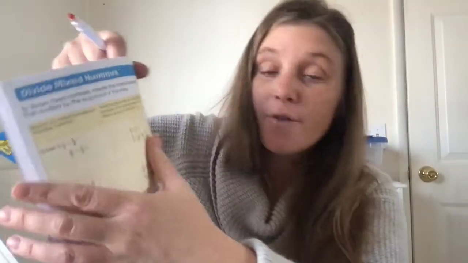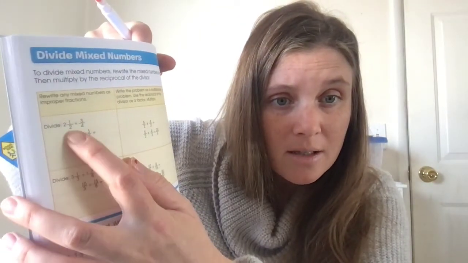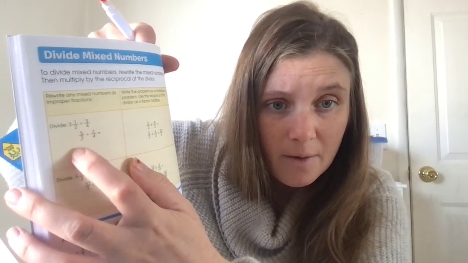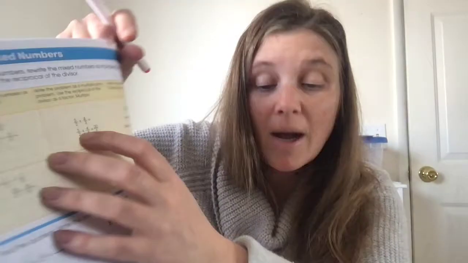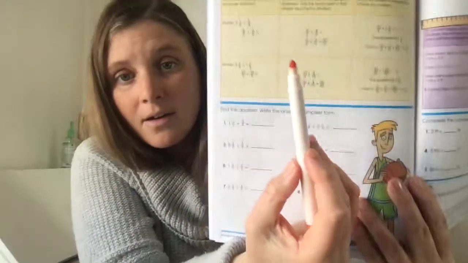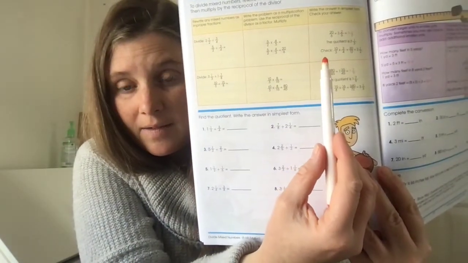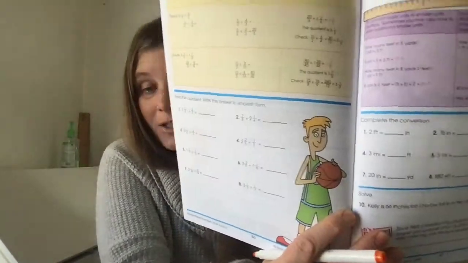Okay, so the first step, rewrite any mixed numbers as improper fractions. So see how they did that there? And then what did they do? Wrote it as an improper fraction. Then they multiplied by the reciprocal. Yep. Then once they got their answer, then they simplified, okay? Now, if you need to, you can look up there and that will help you, okay? Go ahead and do page 46 as your practice.